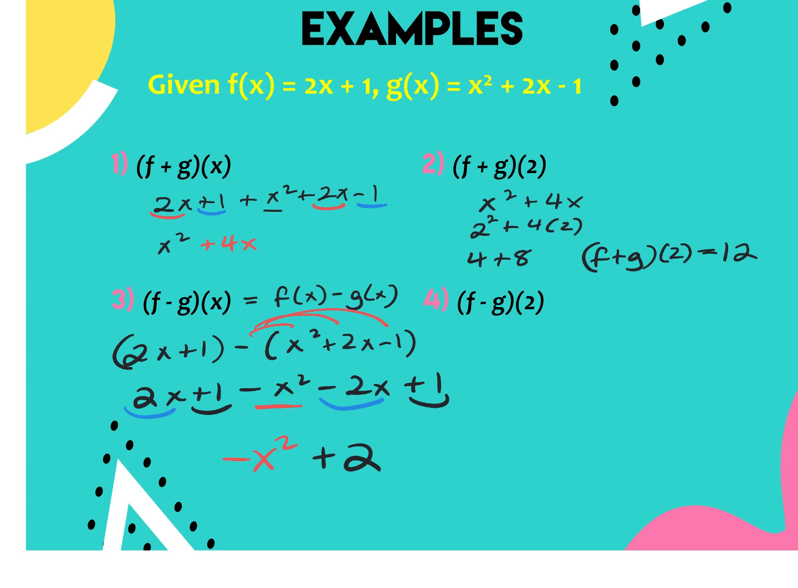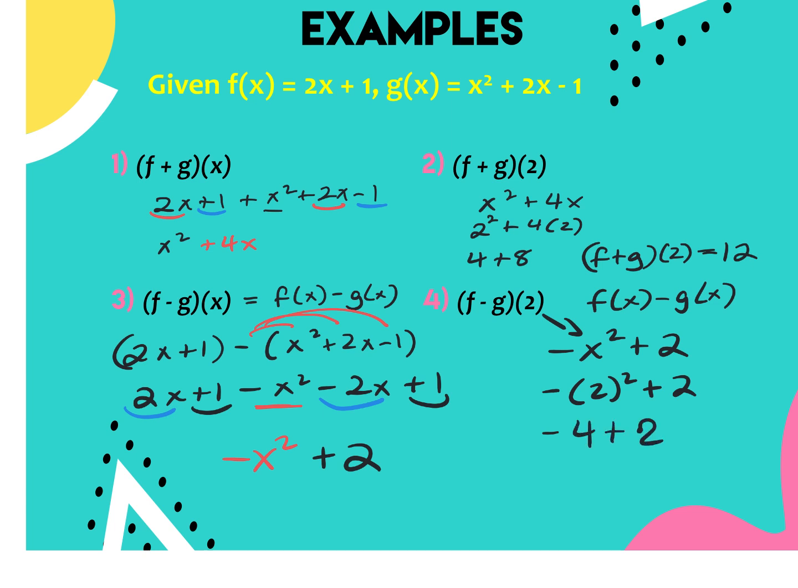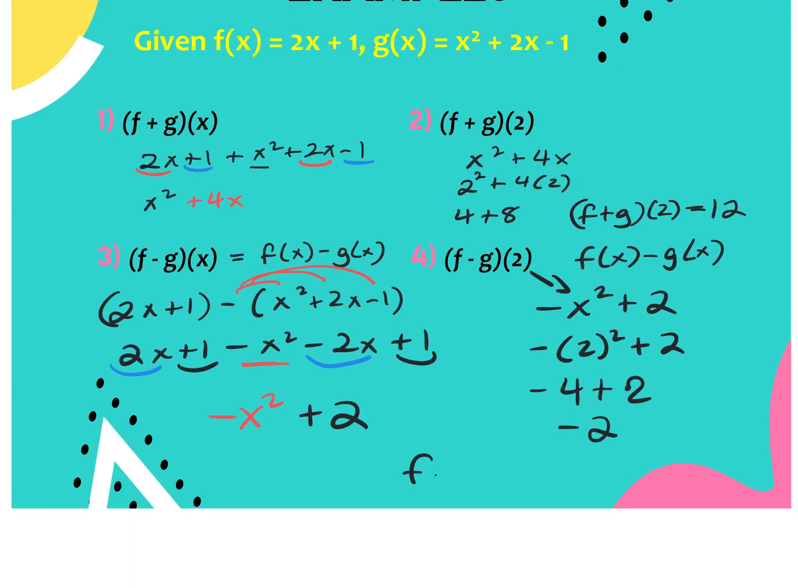Now I'm going to take that answer I just got from number 3, and I'm going to use it for number 4. Because again, what I'm looking to do is f of x minus g of x, but I already did it, and I got negative x squared plus 2, and now I'm going to plug in 2 for my x. When I plug in 2, be very careful with that negative sign. This becomes 2 squared is 4, and then negative 4 plus 2 is negative 2. So the f of x function minus the g of x function, when I replace x with a 2, the answer is negative 2.